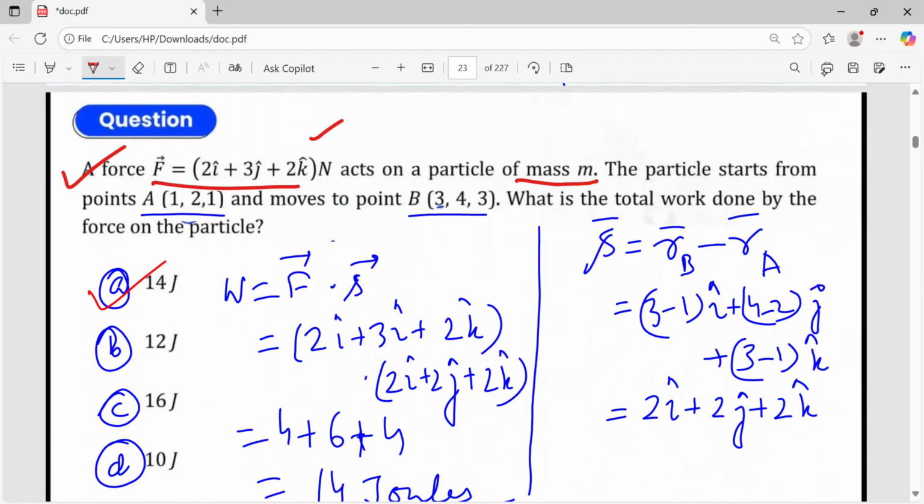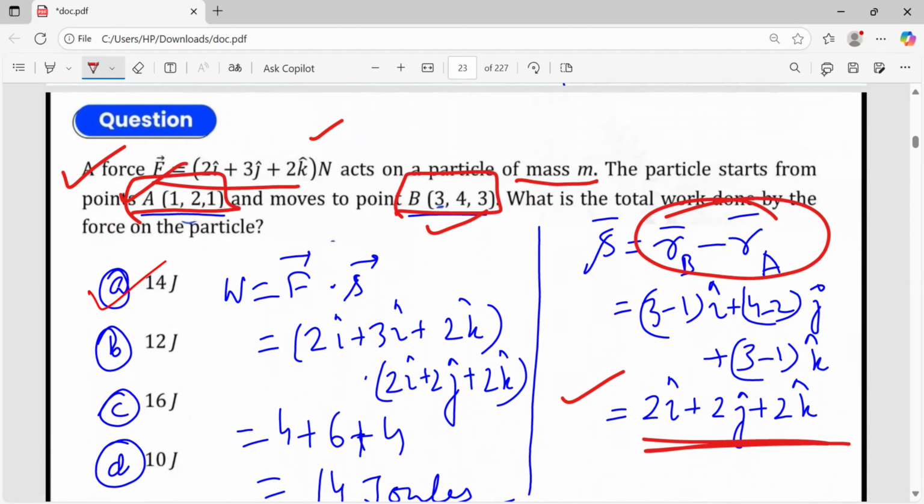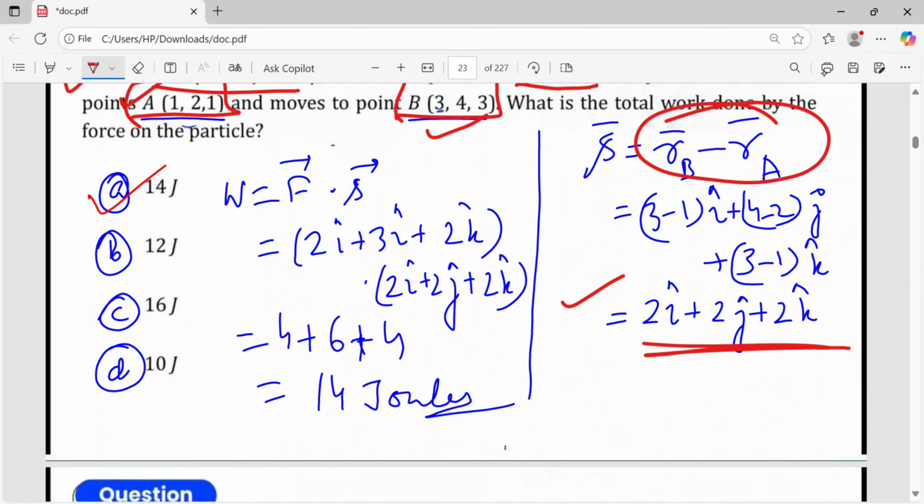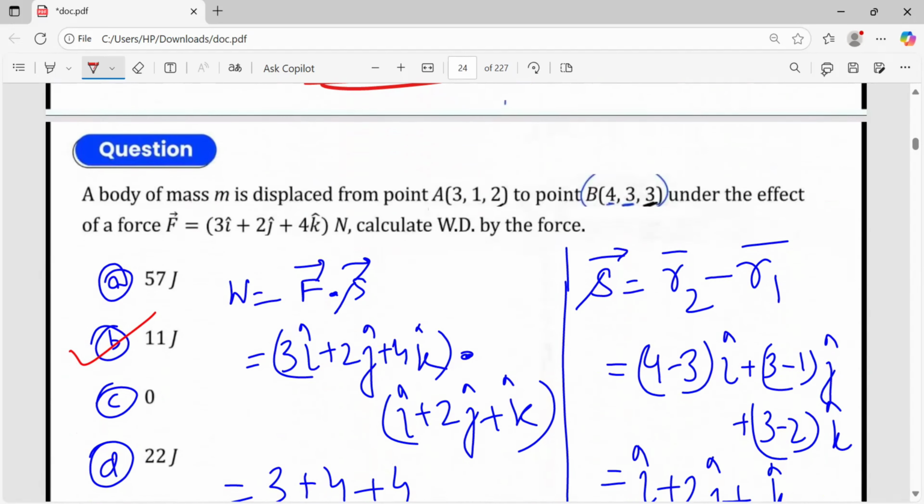Similarly another question is, F is given as 2i plus 3j plus 2k newtons, the mass of the particle is given as m and the particle starts from a position. Look, the initial position is this and the final position is this, so you make the vector of these. This s vector would be nothing but i plus 2j plus k, similarly the other vector would be 3i plus 4j plus 3k, so you can find out the difference of the two. Okay, you are getting this vector as 2i plus 2j plus 2k, just take the dot product of the two and you are getting the answer as 14 joules. So friends, all these problems are simple, you can just trick the problems.